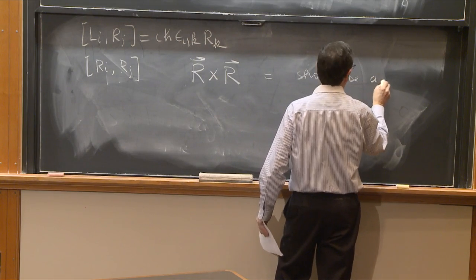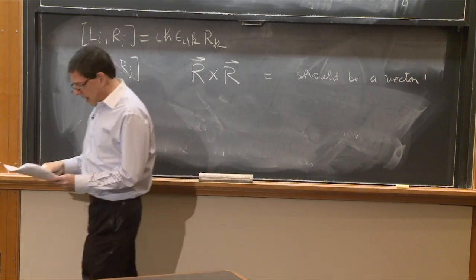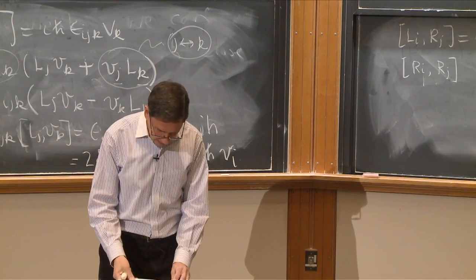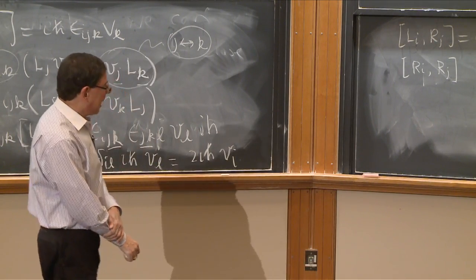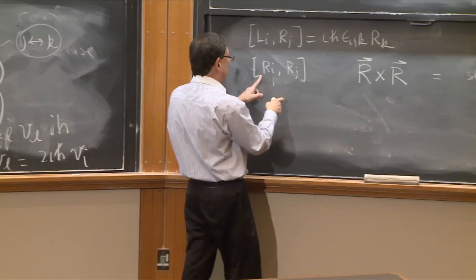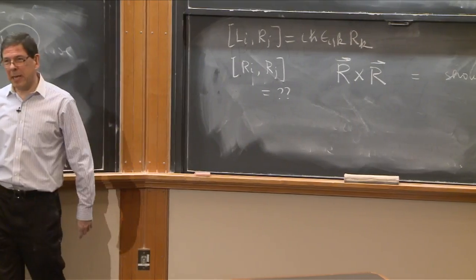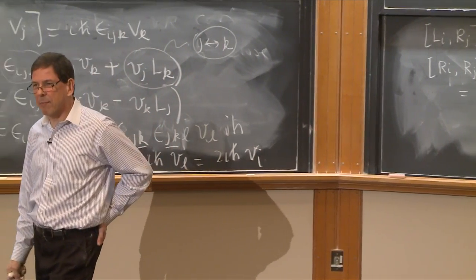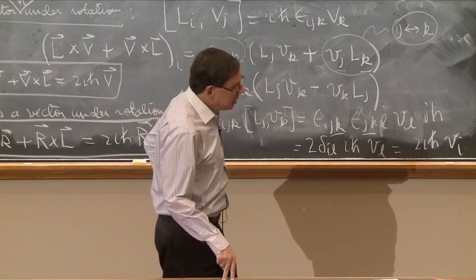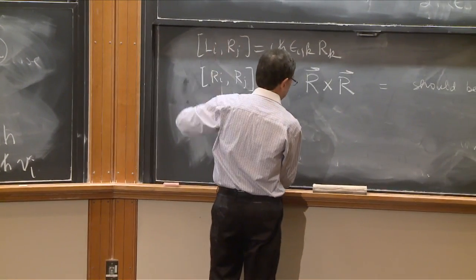It should be a vector, because it's a cross product of two vectors. Now, I want to emphasize one other thing: this thing, R cross R, is tantamount to this thing. What is this thing? It should actually be proportional to some conserved quantity. And the reason is quite interesting. So this is a small aside here.